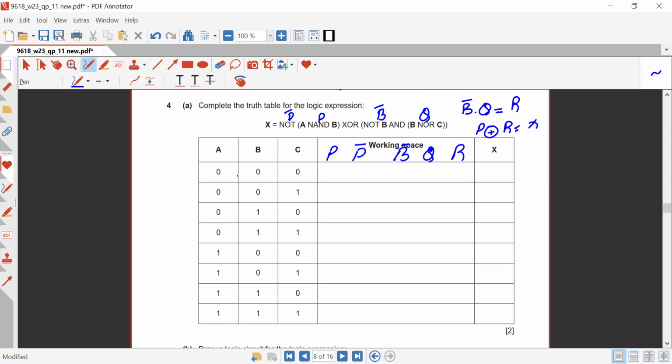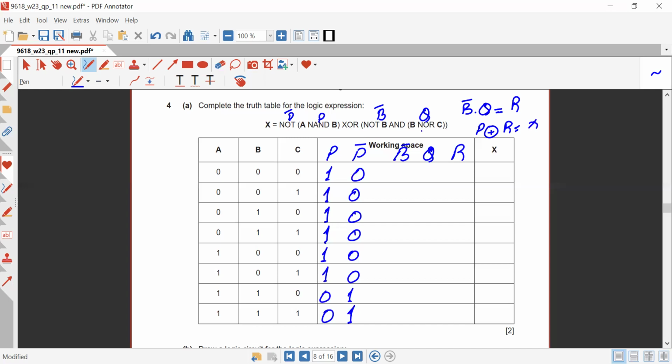NAND means that output will be low if all the inputs are high. So for 0 0 it will be a 1, 0 1 it will be a 1, 1 0 it will be a 1, and 1 1 it will be a 0, and so on. P bar will be the opposite of this part. So we do have 6 zeros continuous, and finally we do have 2 ones at the bottom. So we have done till here.